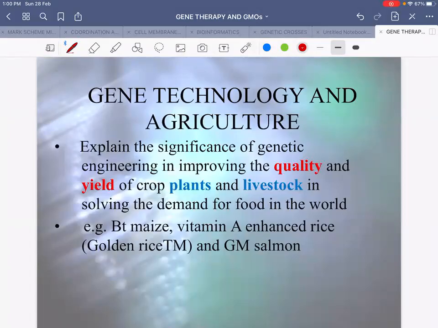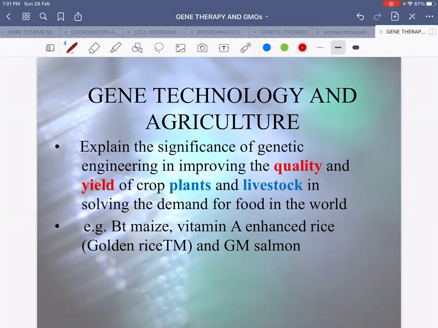Okay? जिसमें we are using genetic engineering to improve the quality and the yield of crop plants and livestock in solving the demand for the food in the world. यानी कि अब हम genetic engineering की एक further extension कर रहे हैं, उसकी implementation की, उसकी usage की, कि we are using our knowledge of genetic engineering and we have two objectives in mind. I want to increase the quality of my crop plant, right? I'm an agriculturalist and I also want to increase the yield of crop plant per acre or per hectare.